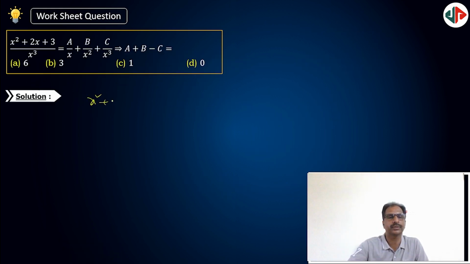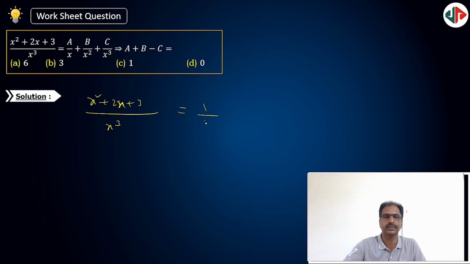(x square plus 2x plus 3) by x cube is very simple. Split this into terms: 1 by x, 2 by x square, 3 by x cube. So A is 1, B is 2, C is 3. So A plus B minus C will be 0. Option D.